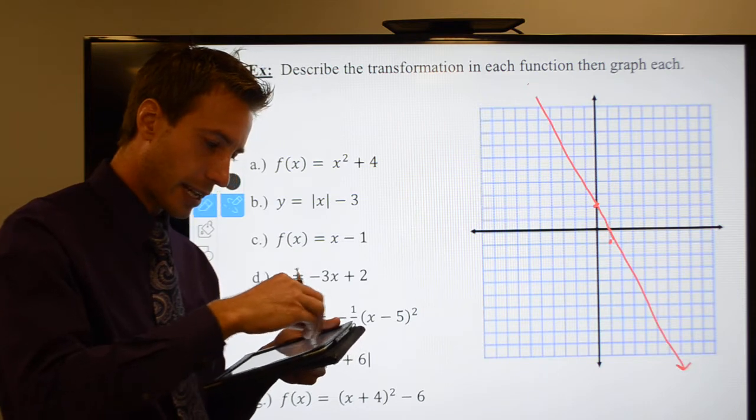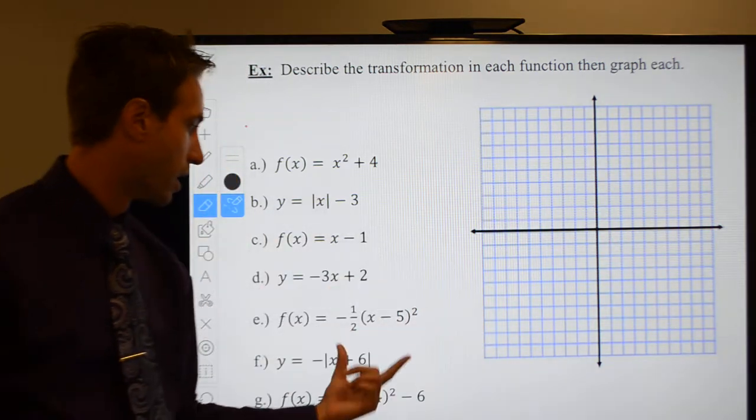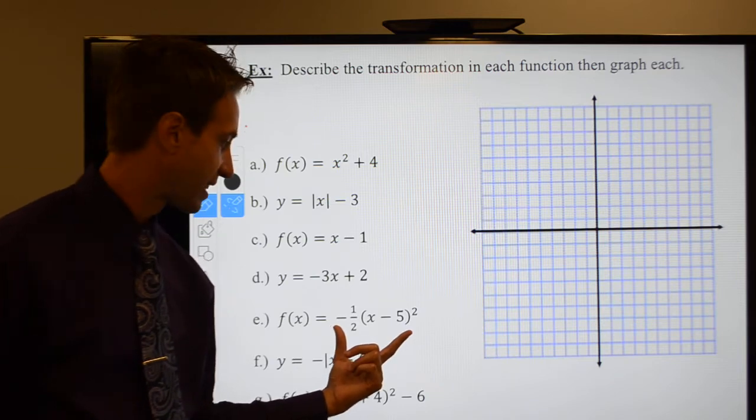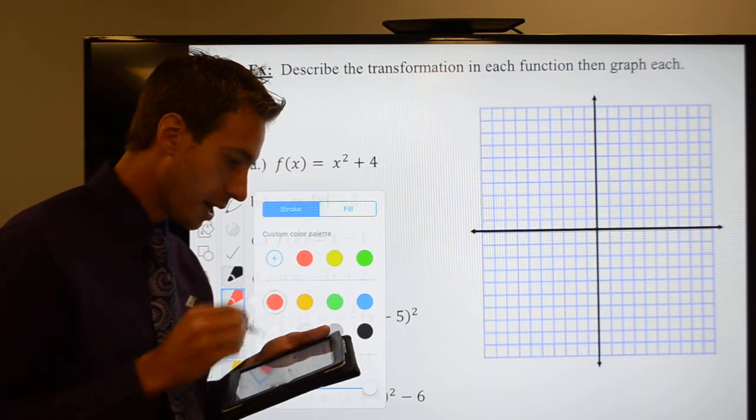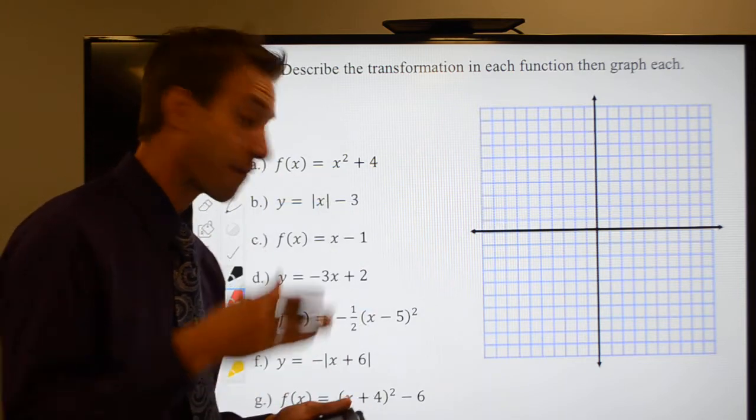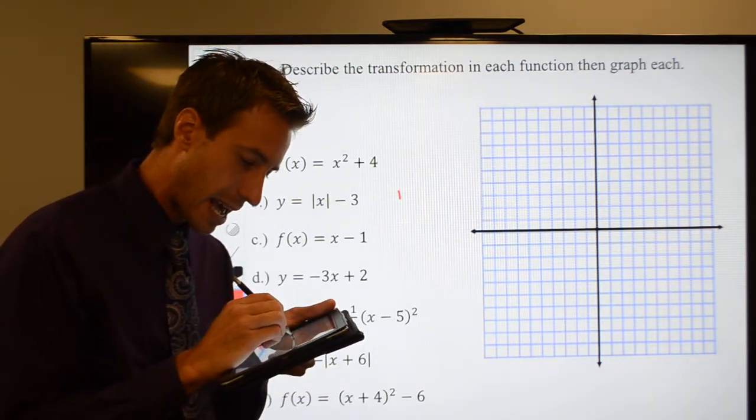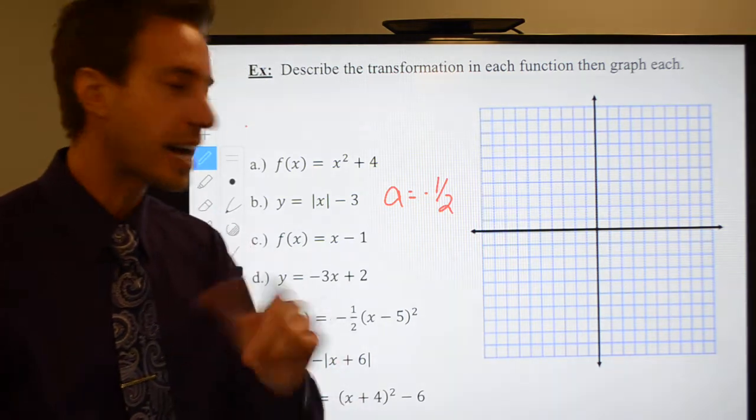All right, the next one I got here for you guys on the chart is going to be, oh, awesome. We've got a quadratic. Fantastic. Here we go. Let's see what's going on with this guy. Okay, if I have an a, I'll have a number multiplied out front, and that's exactly what I've got. My a is equal to a negative 1/2. All right, no big deal. I know what's going on here.